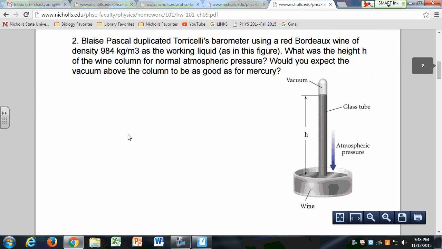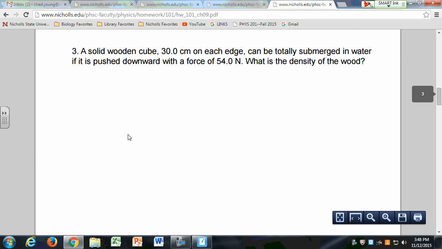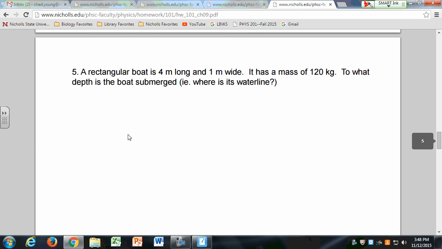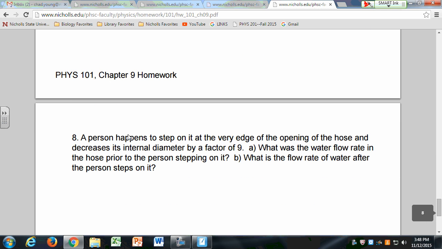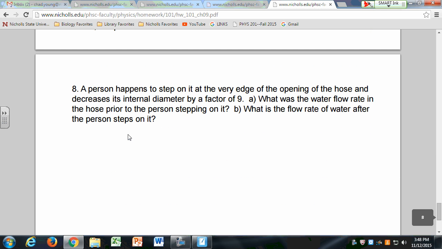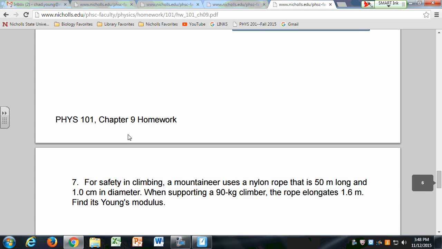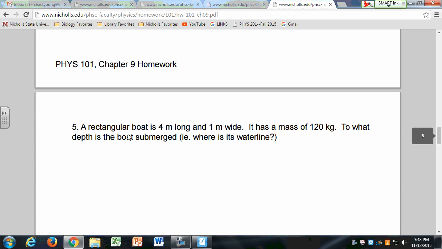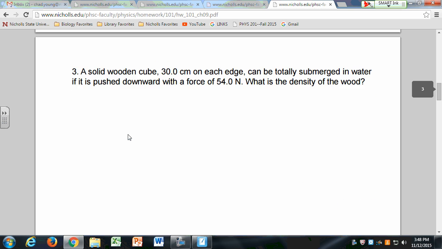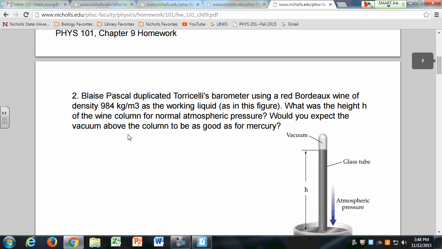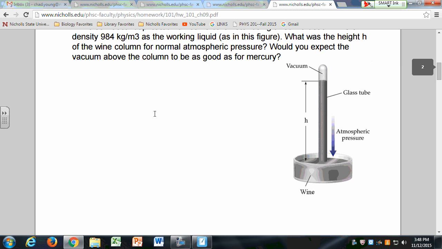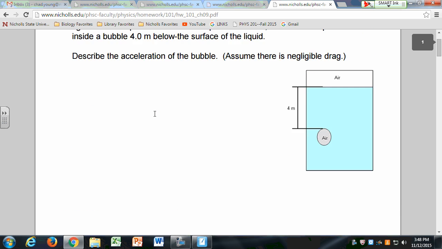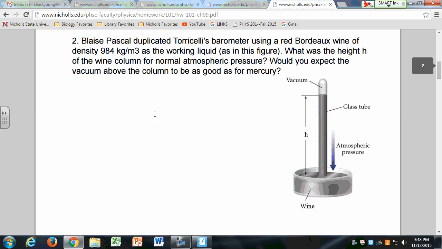Yeah, I think I remember that. Wasn't this one? Was it? It looks like this is the only one. Number 2. Yeah, this is like the one that we just did, except in this one, you have 1 atmosphere instead of 2 atmospheres.